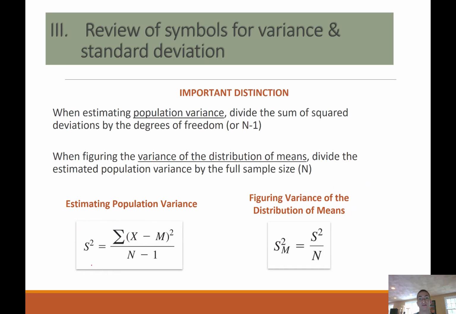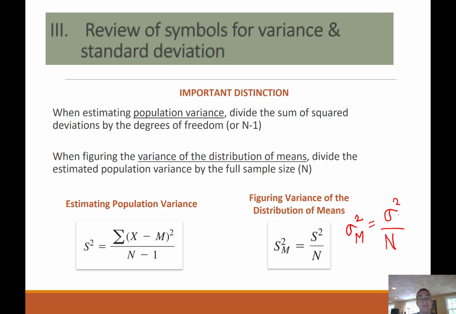So an important distinction, making sure we're not getting confused: we use the formula on the left here to estimate the population variance. Right? So we're dividing by degrees of freedom, n minus 1. But when figuring out the variance of the distribution of means, we divide the population variance by n. This formula should look familiar to you from back when we were doing our z-test, right? The variance of the distribution of means for the z-test was equal to the variance of the population divided by n. So if we wanted to know the variance of the distribution of means, which we need for our statistical test, then we could calculate that by dividing the variance of the population by n.